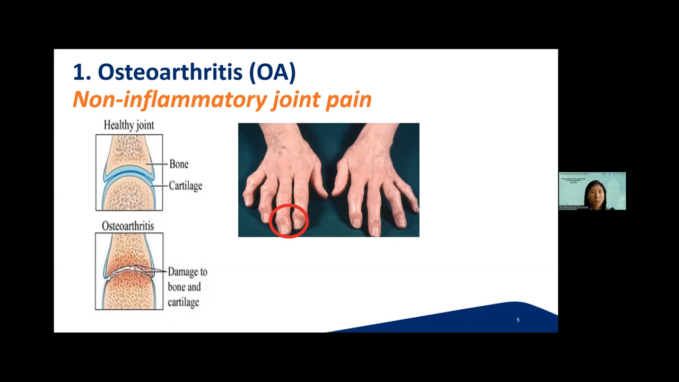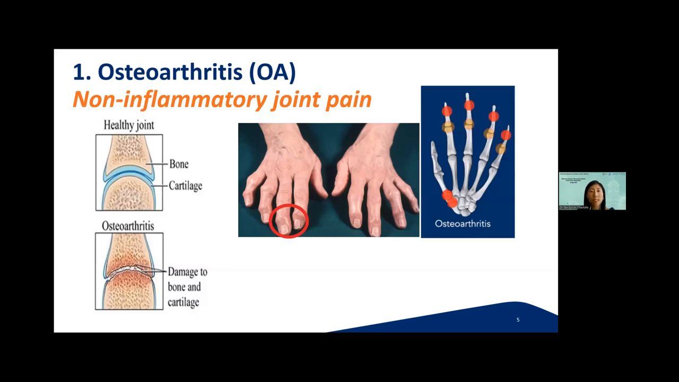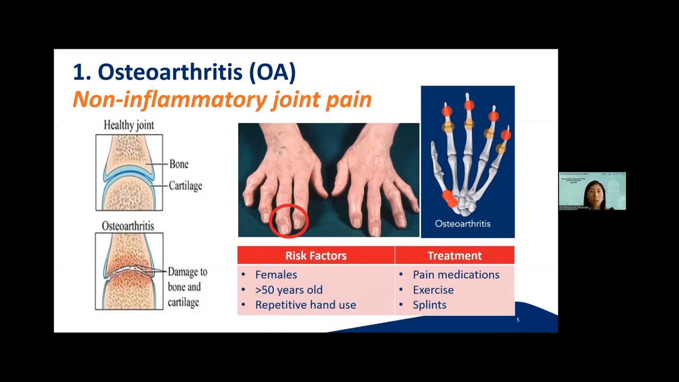In osteoarthritis, it is also common that the joints furthest away from your body get affected. So in the picture on your right, you can see that there are some red dots and some orangey yellow dots. The joints that are commonly affected in osteoarthritis would be those where the circles overlie. Risk factors for osteoarthritis include older age, females, and those who use their hands repetitively for work or for sporting hobbies, simply because of the wear and tear caused to these joints.